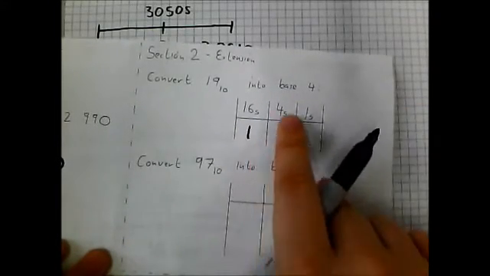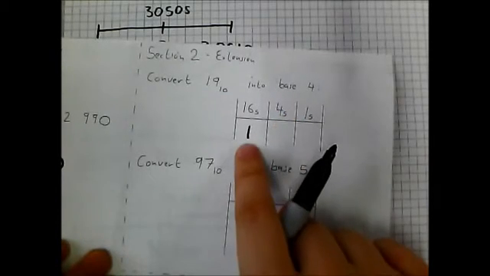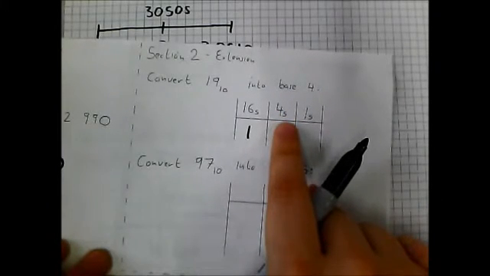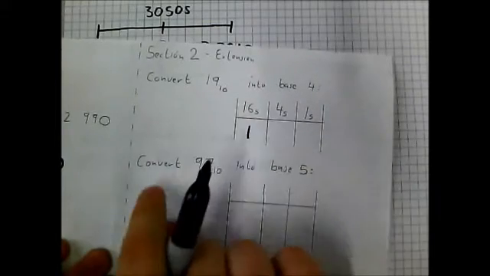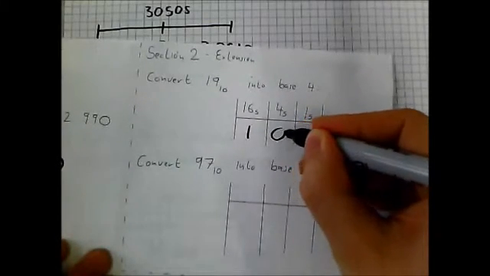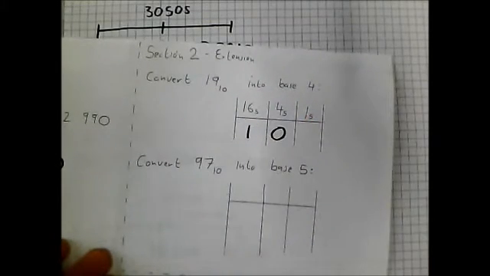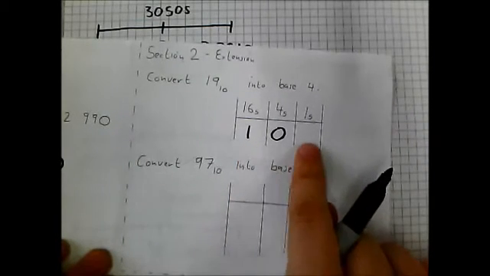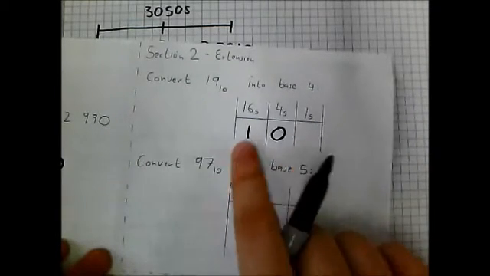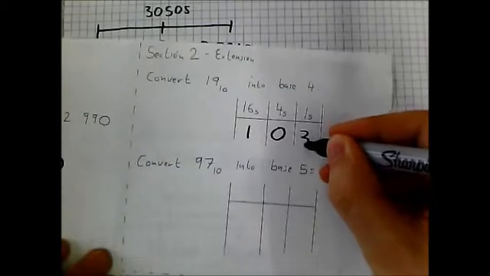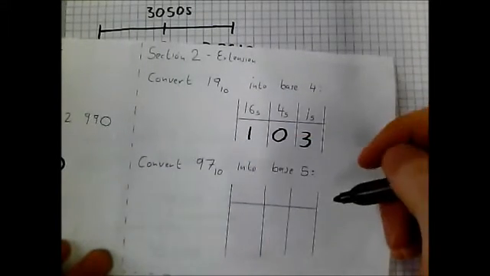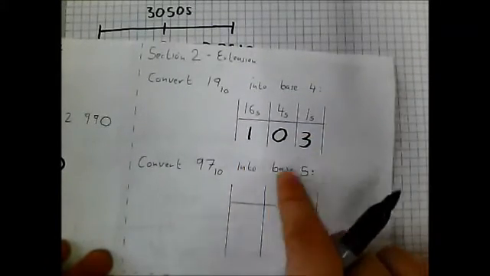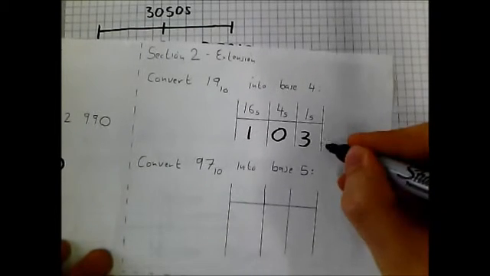I then need to think, if I've got a 16 and a 4, that will get me to 20, which is too big, so I don't want any 4s. I now need to think, if I'm at 16, how many 1s do I need? And that is 3. So 19 in base 10 is 103 in base 4.